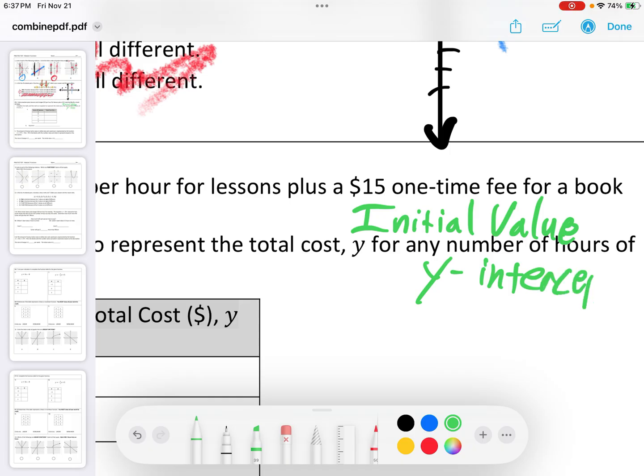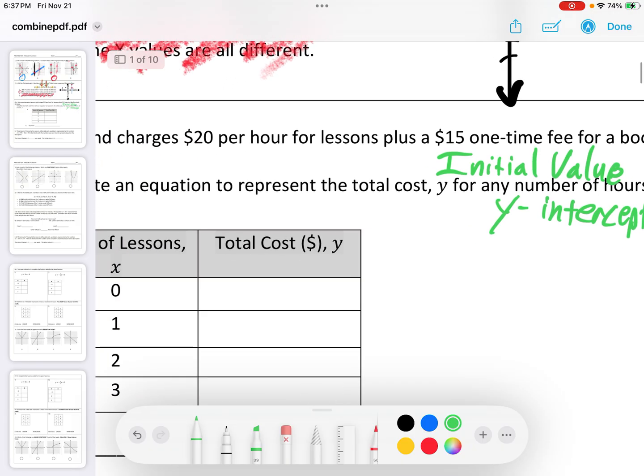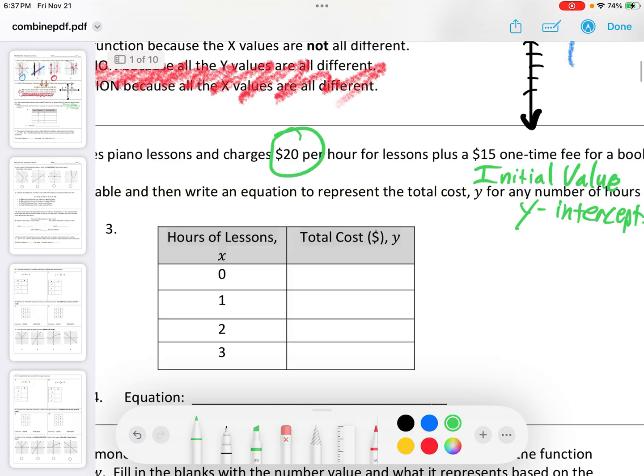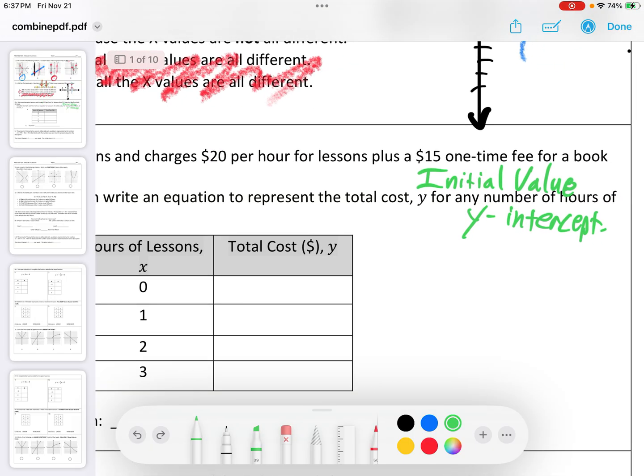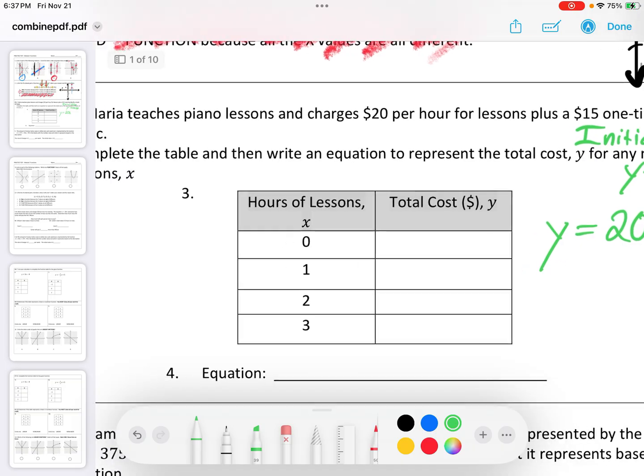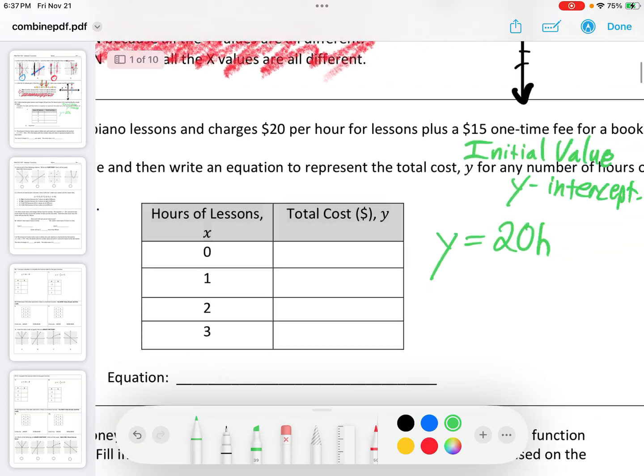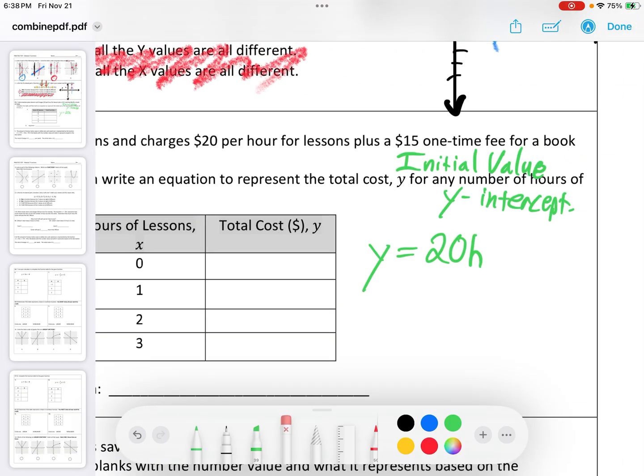So I haven't read all of the problem yet, but I'm going to want to write an equation. And I know that depending on the number of hours, that's going to be our slope. That's our variable guy. So y equals $20 per h. But we could do dollars for y if we really wanted to. That's okay. It doesn't really matter. You could use y. You could use d for dollars. Doesn't matter. And then our initial value is 15. We started off with $15 and then every hour $20.